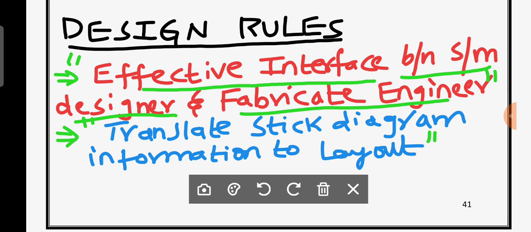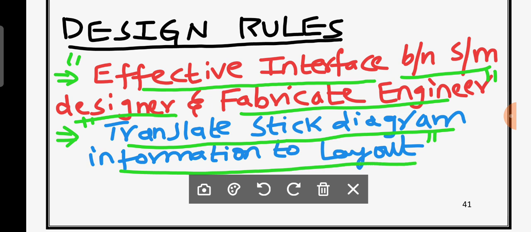Coming to another most important significance of design rules, if you observe, design rules are vitally used to translate stick diagram information to layout. That means to convert the design into a geometrical representation. We know very well that a stick diagram consists of layer information in the form of color code or monochrome encoding. If we apply some geometries based on the design rules to that color code or monochrome encoding, then it turns into layout.